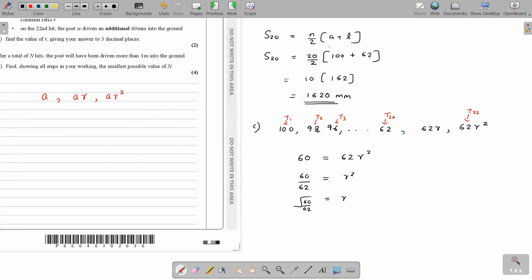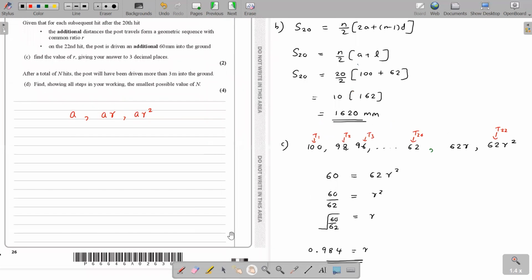Can I know how much is R? They want the value of R to 3 dp. How much is it? 0.984 to 3 dp. Is that clear? Okay, then they say after a total of n hits, the post will have been driven more than 3 meters into the ground. Find, showing all the steps in your working, the smallest possible value of n. Okay, how do we find this?